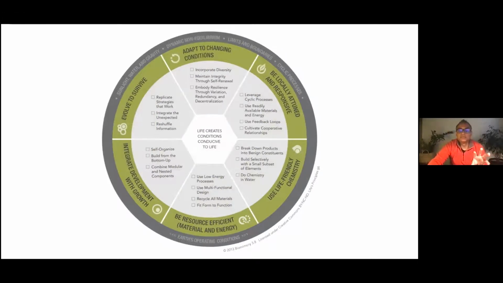Can we then draw some design ideas from that, or design principles? So what you see in the gray area, just outside the central hexagon, are these principles. So for example, if you look at the bottom in the center, be resource efficient. That's one of the principles that you see in nature. What does that mean if you're doing design work? Use low energy processes, use multifunctional design, recycle materials, fit form to function. So you can see that by looking at how nature has evolved, adapted, and solved problems, we can come up with strategies that we can use as designers, as business people, as engineers, etc.